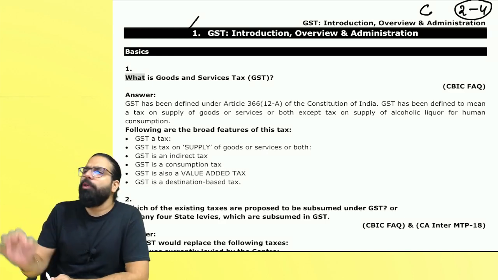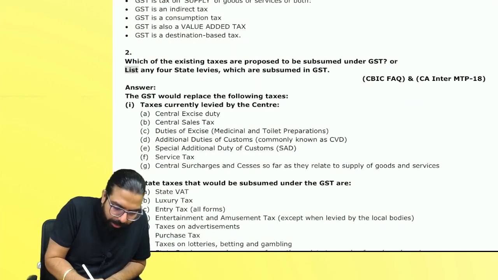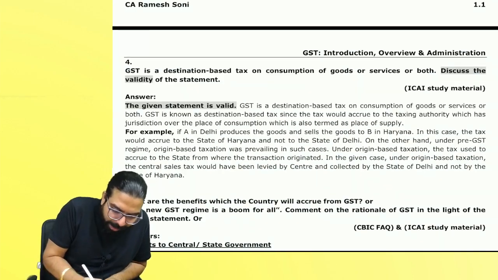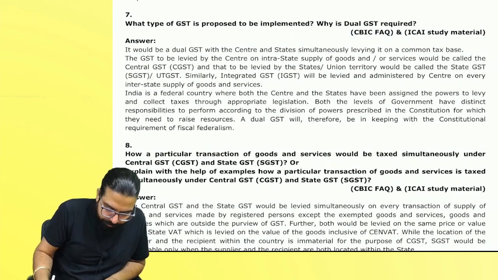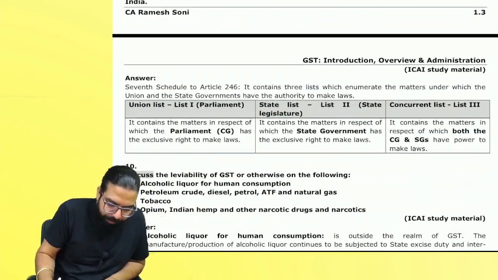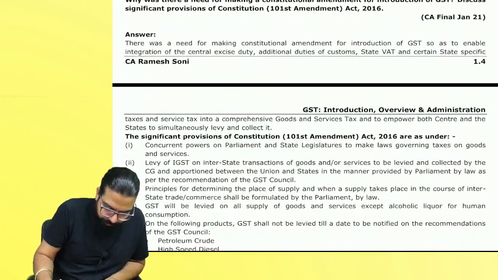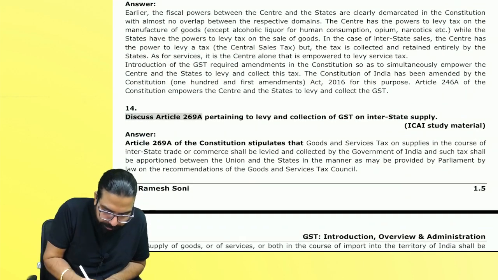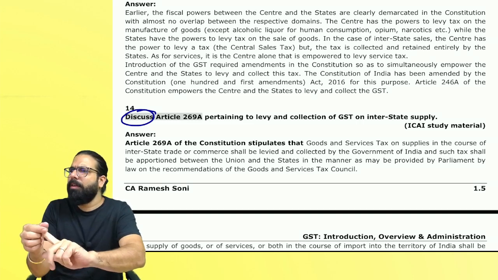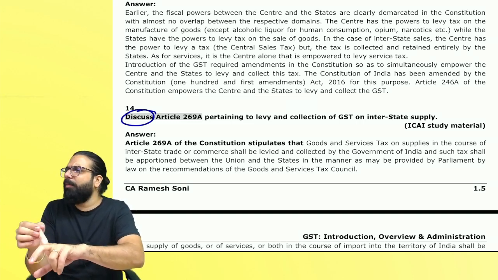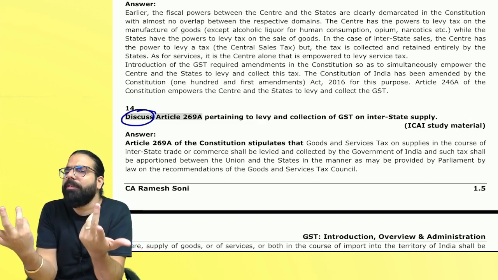The problem is, you tell me one thing. In the question, they ask you what? List, validate, discuss the validity. Okay? They ask you to explain. They ask you to discuss. What is the difference between a question which says discuss, validate, explain the validity, and explain?